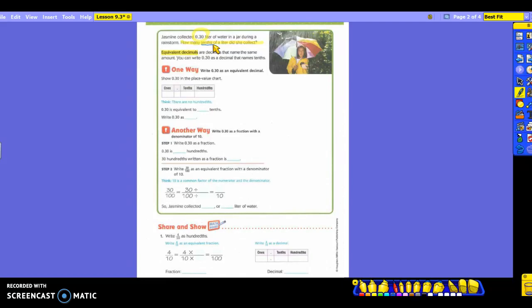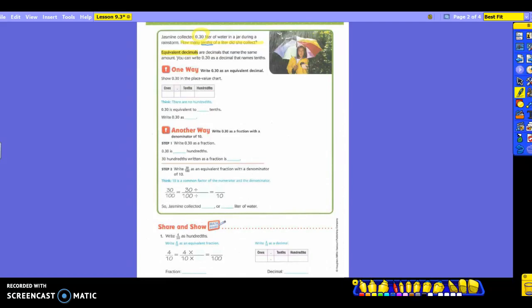Now, our equivalent decimals are decimals that name the same amount. You can write 30 hundredths as a decimal that also names tenths. Okay, look at the first way. We're going to do the place value chart first this time. So we're going to write 30 hundredths as an equivalent decimal. So we're going to show the 30 hundredths in the place value chart. So we're just going to take this and move it down.